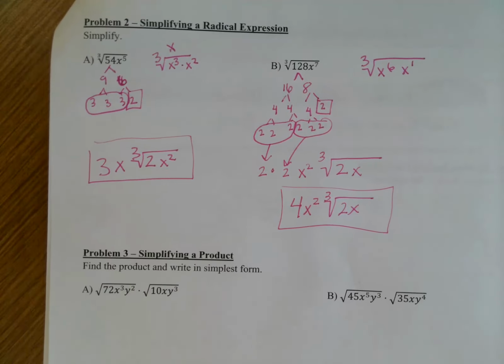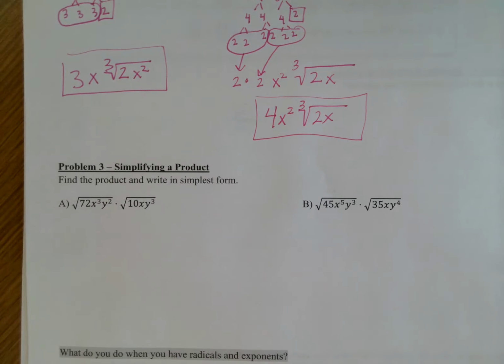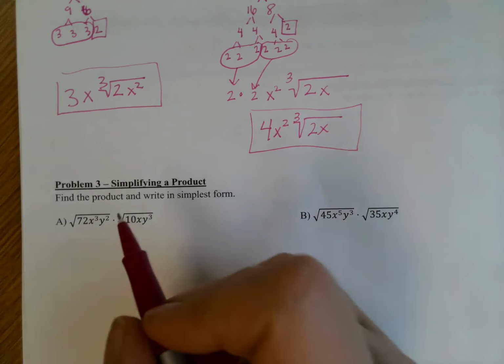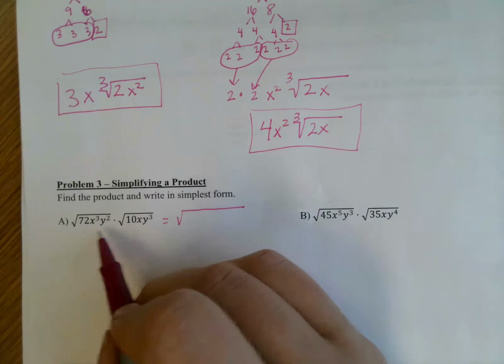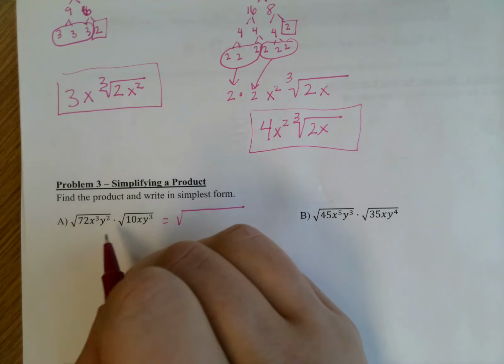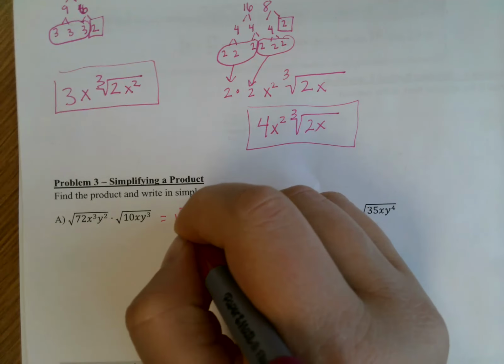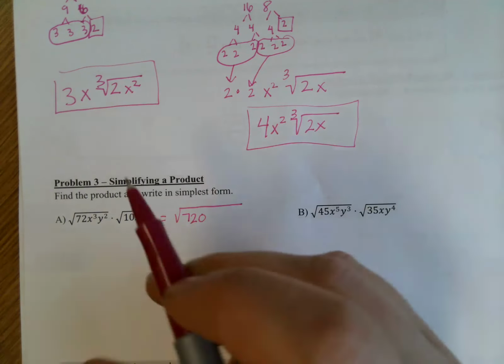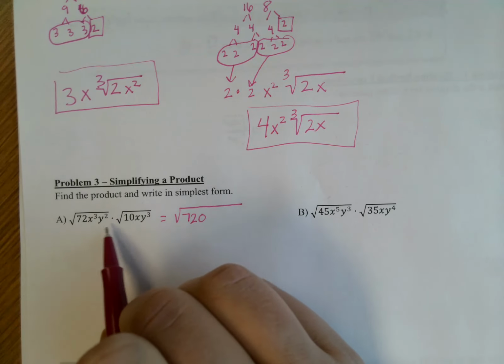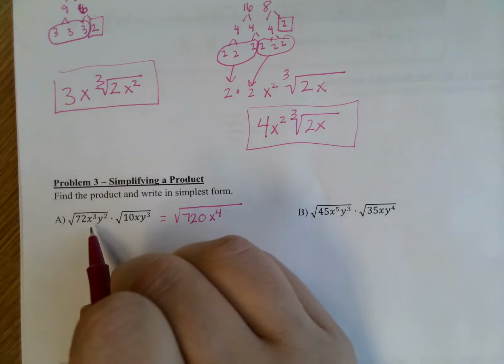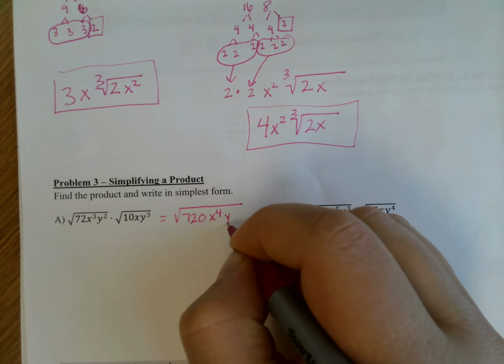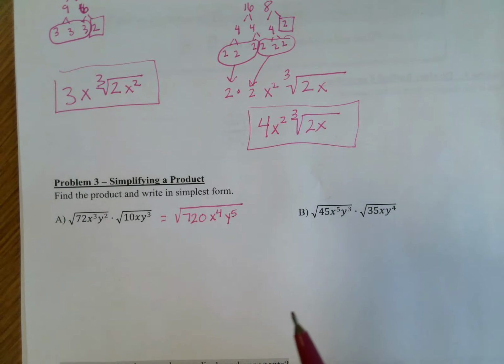What happens if I'm actually multiplying? Well, there's only one step here. Because I'm multiplying, I'm going to multiply across. I'm going to rewrite this 72 times 10. So because the indexes are the same, I can multiply. This becomes 720. When I have multiplying with the same base, I can add my exponents. This becomes x to the fourth. Here, this becomes y to the fifth, because again, I'm adding my exponents.